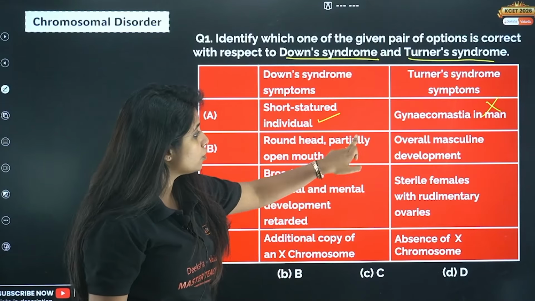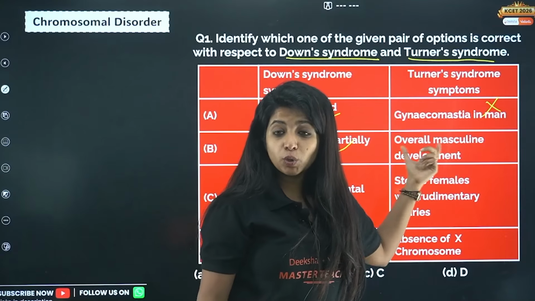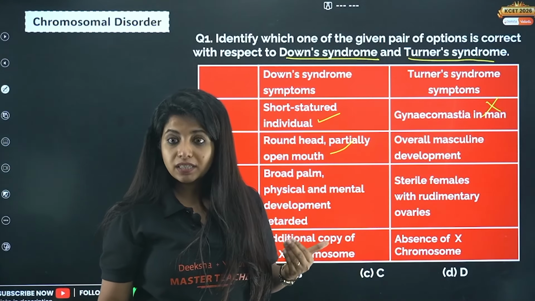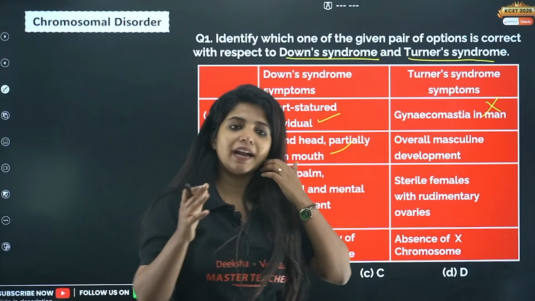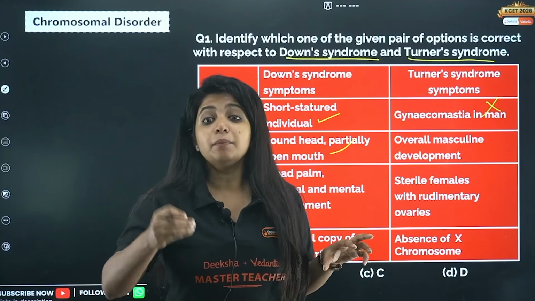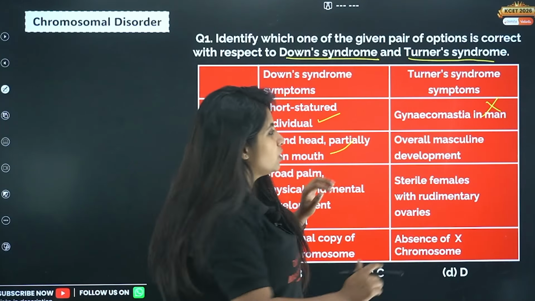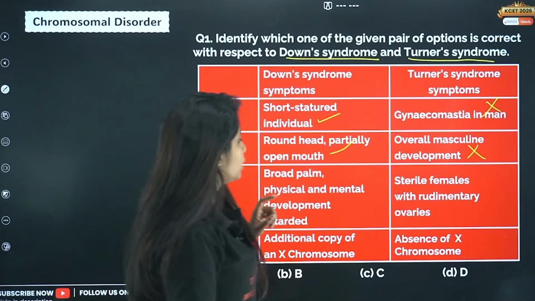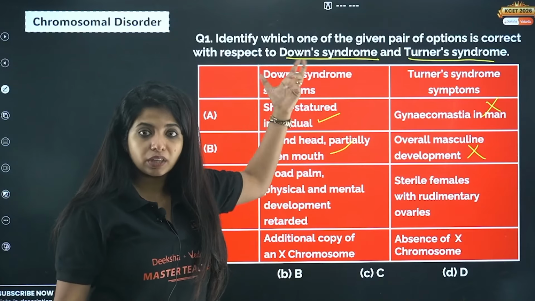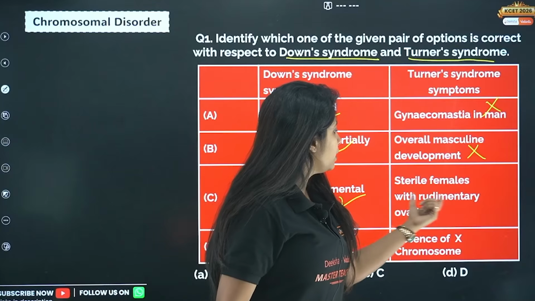Round head and partially open mouth in Down syndrome. This is correct for Down syndrome, but overall masculine development. Do you see overall masculine development in Turner syndrome? No. That is there generally in the case of Klinefelter. They have overall masculine development, but they also have certain features of females. So this is where most of the children get it wrong, but this is also not the correct option. Broad palm, physical and mental development is retarded in Down syndrome. Yes, ma'am, this is correct. Sterile females with rudimentary ovaries.